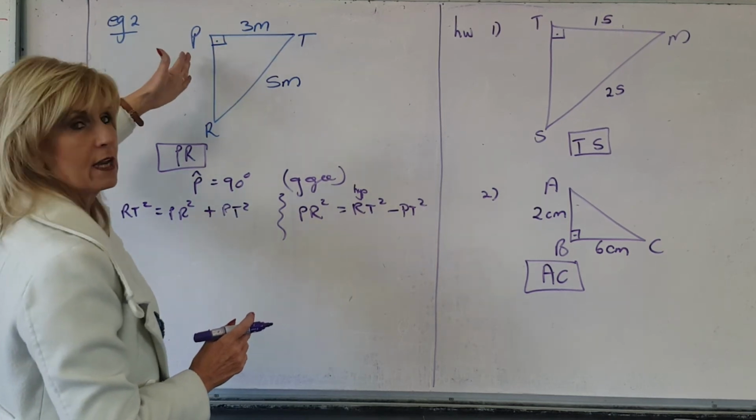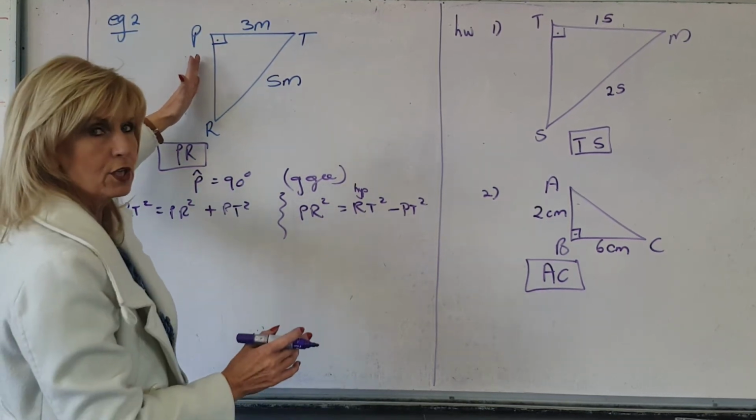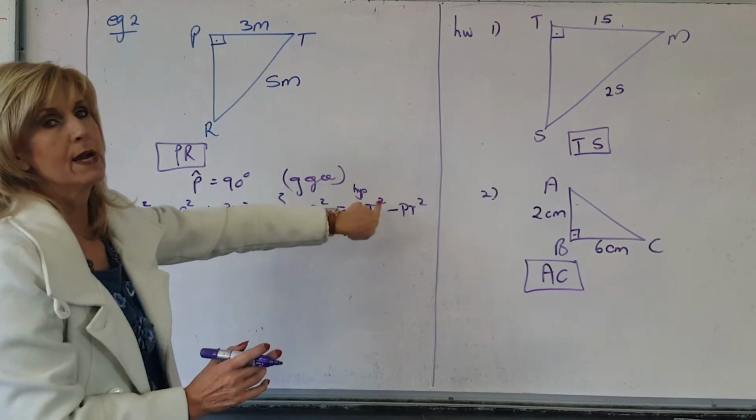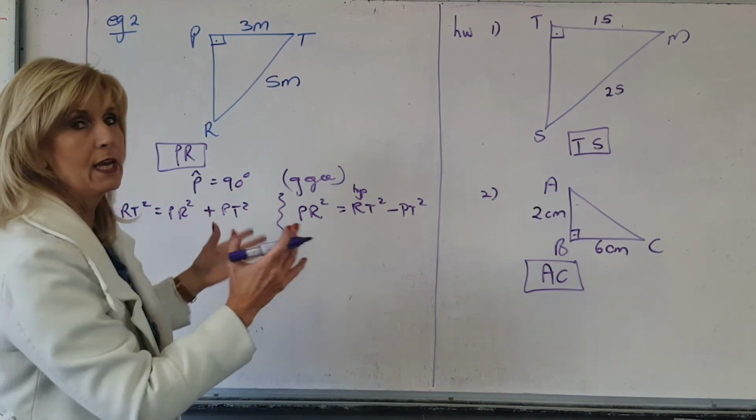If I have to get a side that's not hypotenuse, it'll always be that side is the hypotenuse minus the other one. So you can do any which one of them.